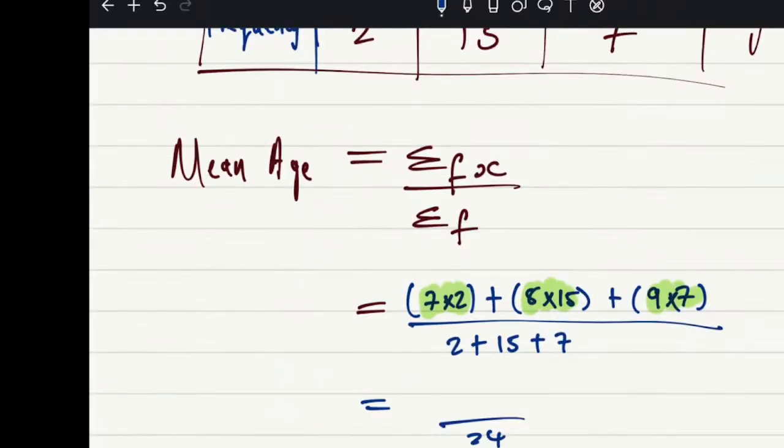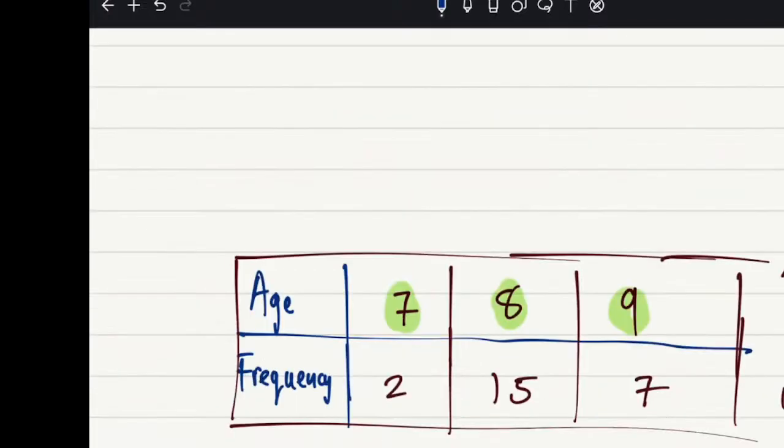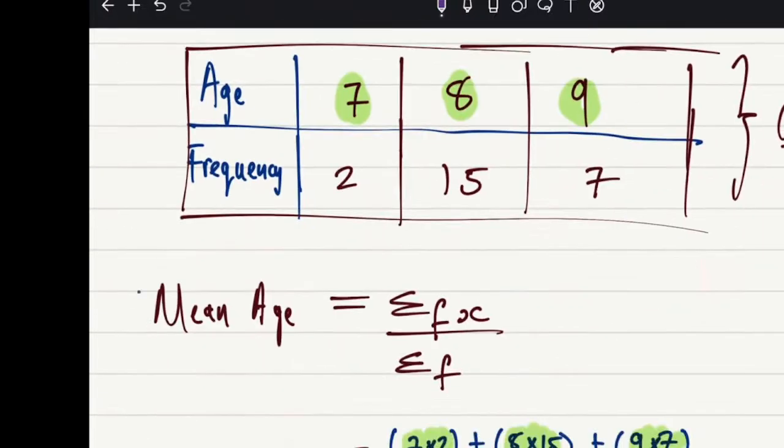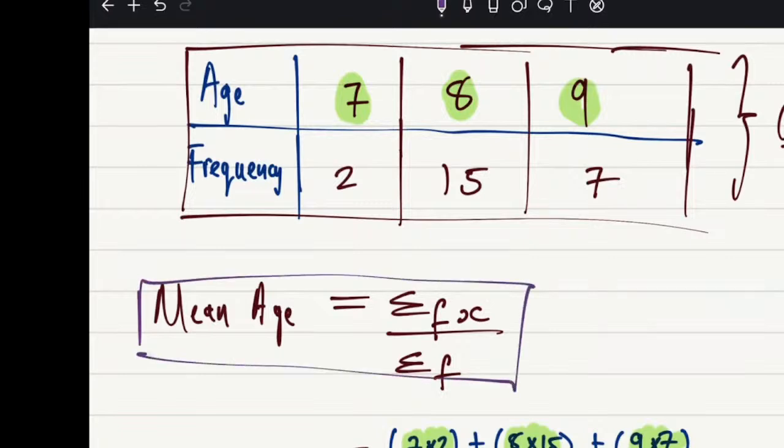I don't want to see anything else. Now let's get to the last bit. How do you now get mean for grouped data, but it's continuous? This is the last formula. So this is the second formula. You've seen us use it. It's for this type of data.